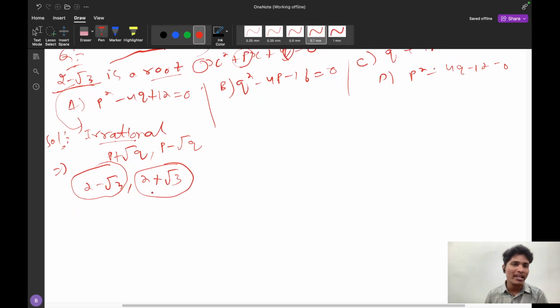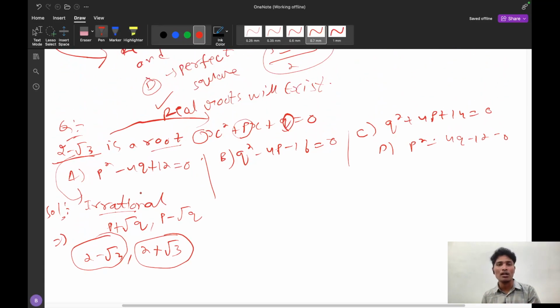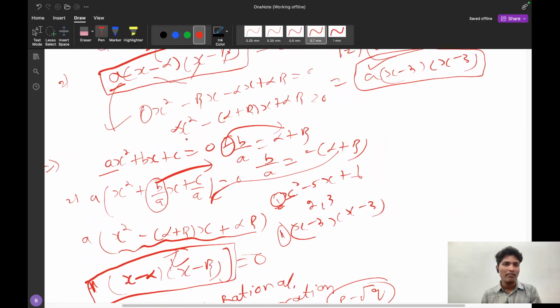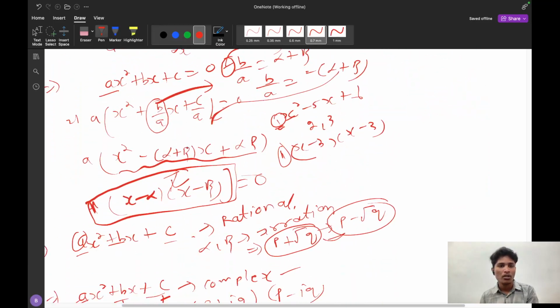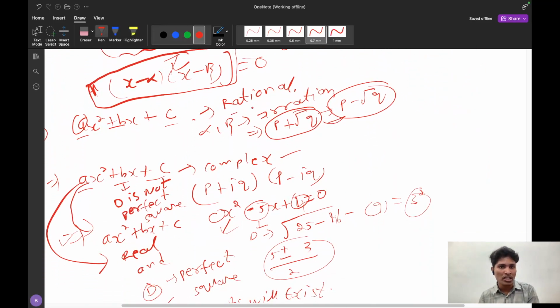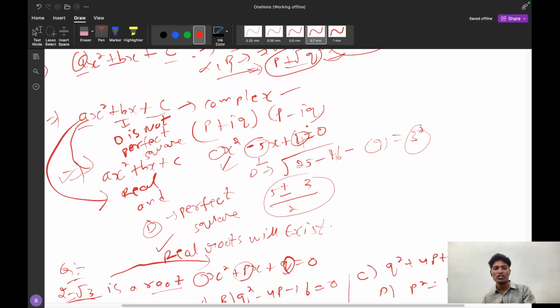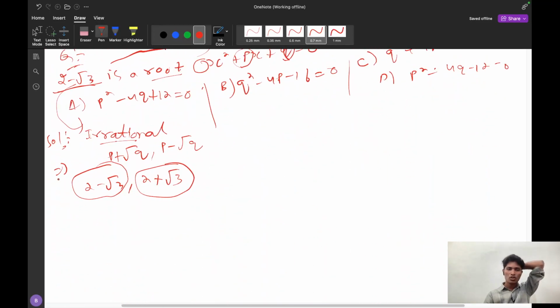In the question they have not given the other root, but the concept you have to understand here. If they give 2 minus root 3, we can write 2 plus root 3 by using the first case. If the coefficients are rational, the irrational roots exist as a pair, p plus root q and p minus root q. So like this I can write. Understand, guys?